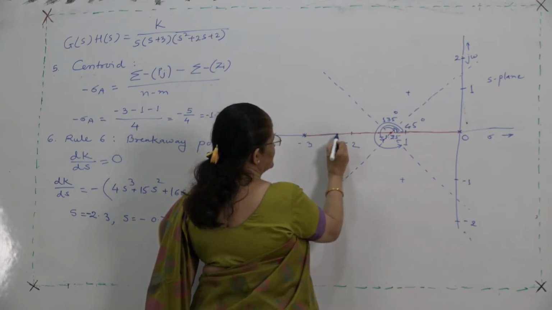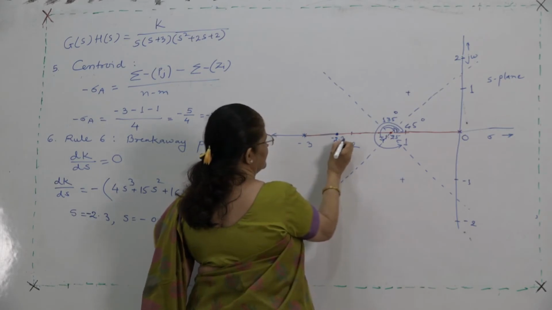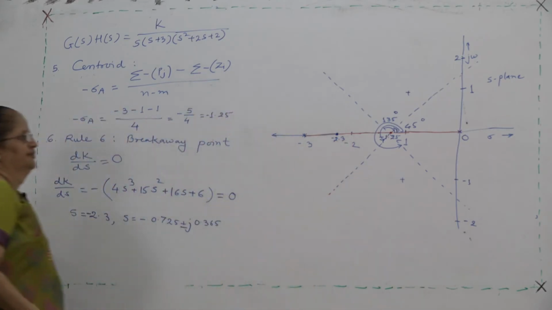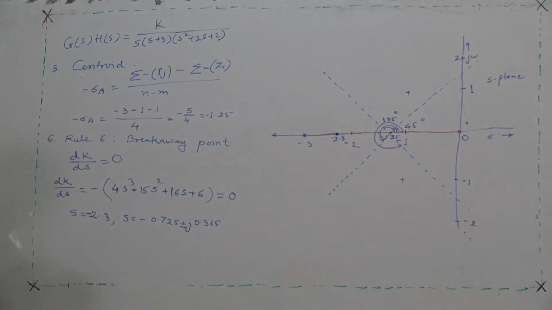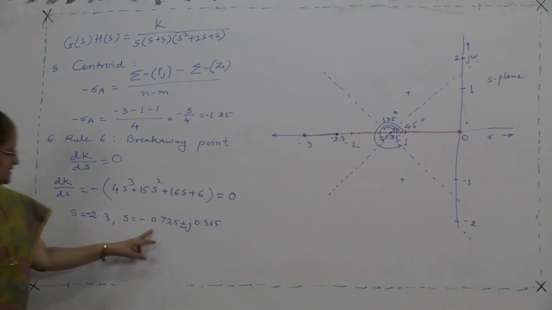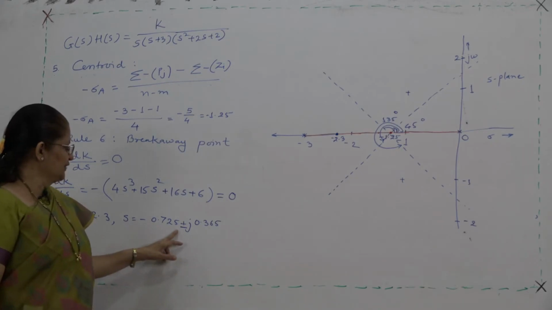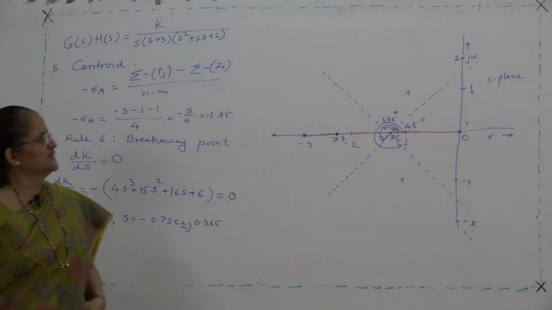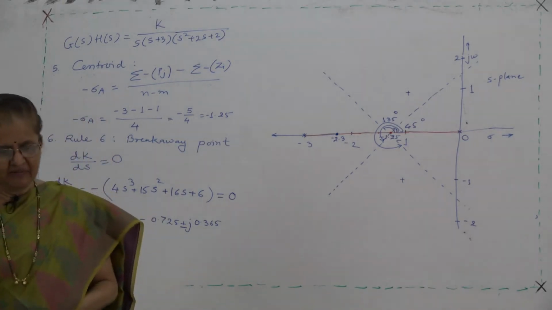Okay. So, one is minus 2.3. So, represent here minus 2.3. This is minus 2, this is minus 3, minus 2.5. So, I will approximately represent it: this is the breakaway point, minus 2.3.